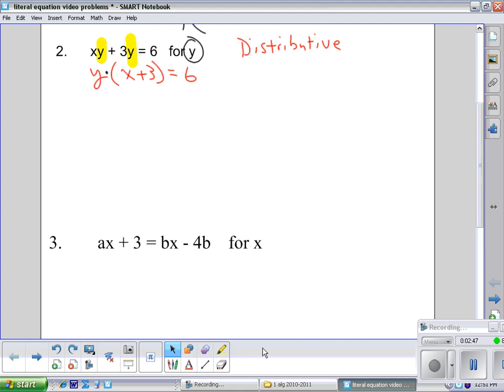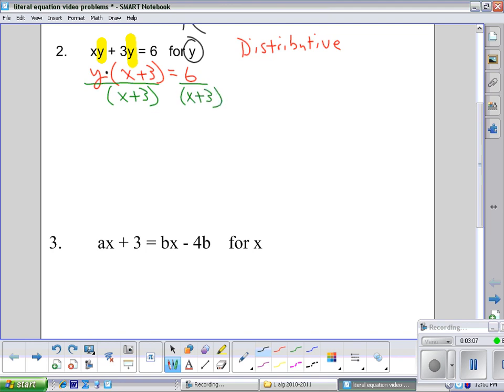So if I'm going to get y all by itself, I have multiplication right now, so I'm going to have to undo multiplication. I'm not going to divide by x, and I'm not going to divide by 3, because neither one of them is a factor. I'm going to divide by the entire quantity of x plus 3 on the left side, and by x plus 3 on the right side.